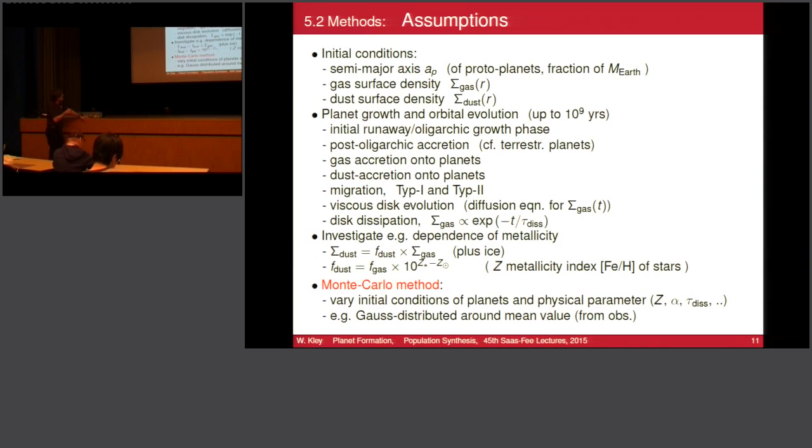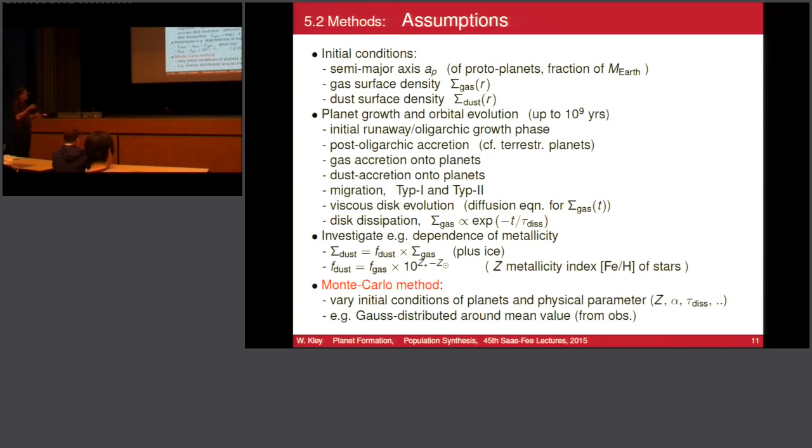So the sigma dust is typically a fraction of the gas density, and then you have some ice also beyond the ice line, which is included here of course. The dust is a fraction of the gas density times the metallicity. So the metallicity of the star, you can also play around with that. And then you have Monte Carlo methods: you vary the initial conditions of the planets.